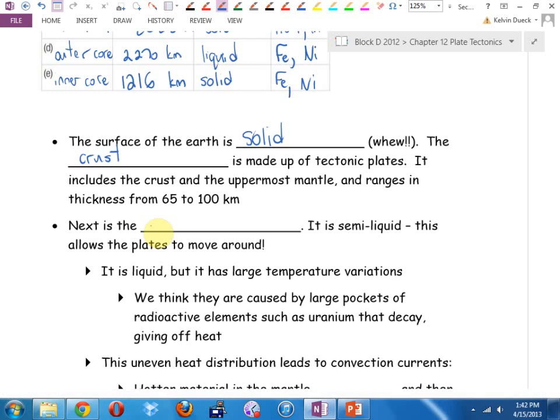Here's the new word. I got to spell this. A-S-T-H-E-N-O-sphere. The asthenosphere. That's why I had to look it up. It's semi-liquid, and it allows the plates to move around. The reason we say semi-liquid is that it is liquid, but it's really, really thick. Thicker than tar. It's like a really thick slurry.